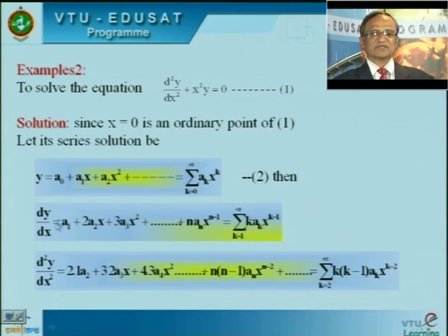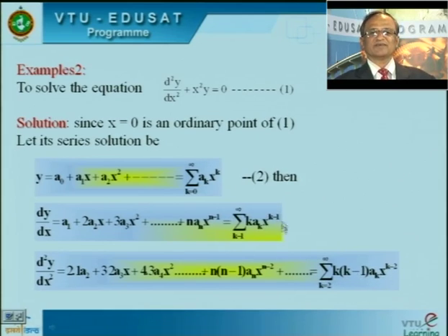Again the first term is constant. When we differentiate one more time, again it becomes 0. When we differentiate the second term, x with respect to x is 1. That is why you will get 2 times a2, so I have written 2 into 1 into a2. Similarly, the derivative of x square is 2x. 3a3 is constant. That is why 3 into 2 into a3 into x, right, and so on. What is the nth term? n into n minus 1 an x raised to n minus 2 plus so on, or in terms of summation you can write k into k minus 1 ak x to the power k minus 2.